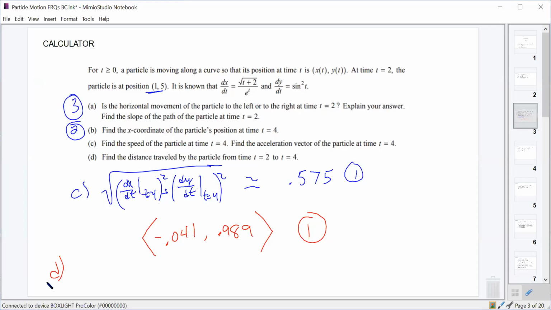Okay. All right, we want to find the distance traveled by the particle from t equals 2 to t equals 4. So that's just the integral of the speed. I'm not going to write it all the way out, but you would write it all the way out from 2 to 4: the integral of the square root of dx/dt squared plus dy/dt squared. And that came out to be 0.651, and that was worth 2 points: 1 for the integral, 1 for the answer.